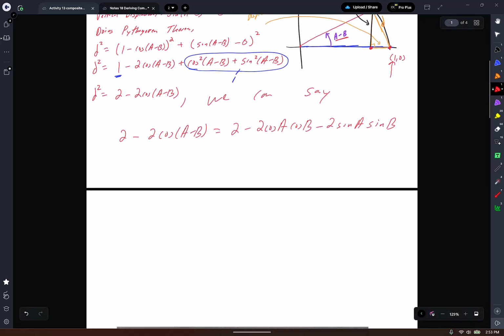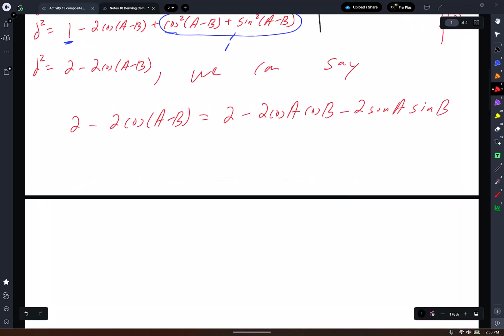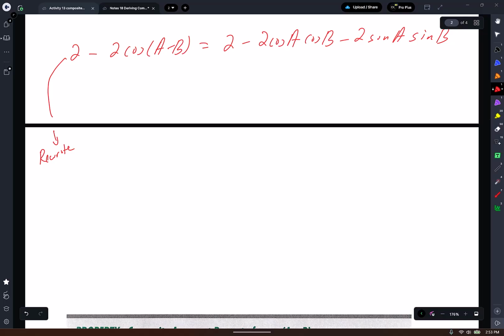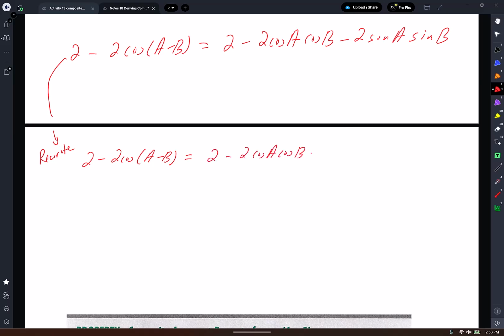And don't worry, I give you guys plenty of space. If you're running out of space, it's okay to go to the next page. That's what I'm about to do. I'm going to rewrite it here so we can reference it. 2 minus 2 cosine of a minus b equals 2 minus 2 cosine a cosine b minus 2 sine a sine b. So there it is if you want to rewrite it really quick.